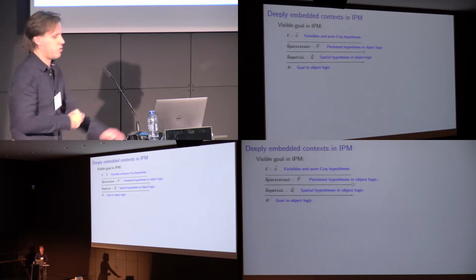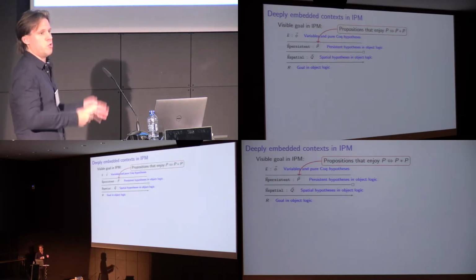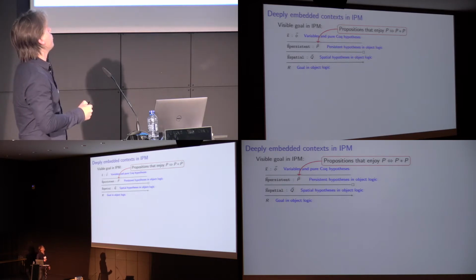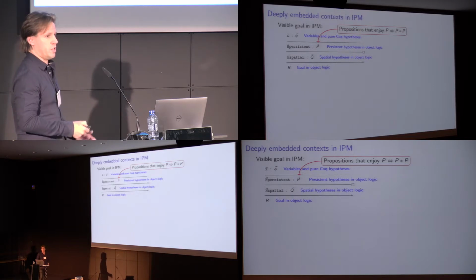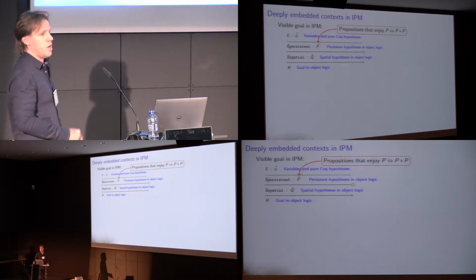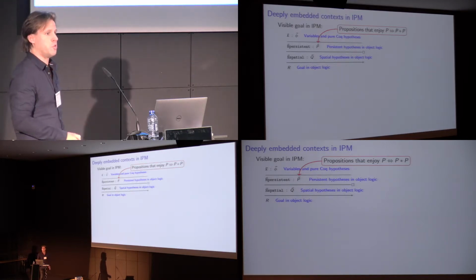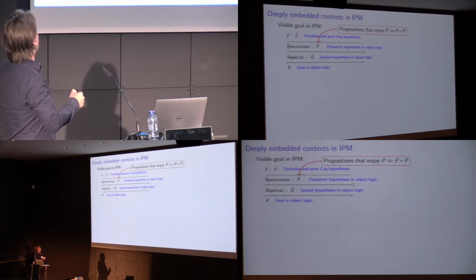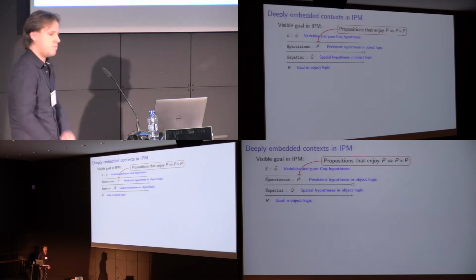So the spatial context contains the things that are really like resources that you can only use once. But the persistent context contains the hypothesis that can be duplicated. They enjoy a slightly stronger property, but it doesn't really matter for this talk. So the nice thing about that is whenever we are using tactics like introducing a separating conjunction, we only have to tell how to split spatial context, because the persistent context can just be split because they enjoy that property.